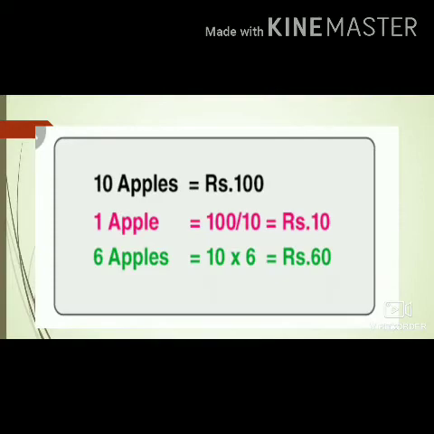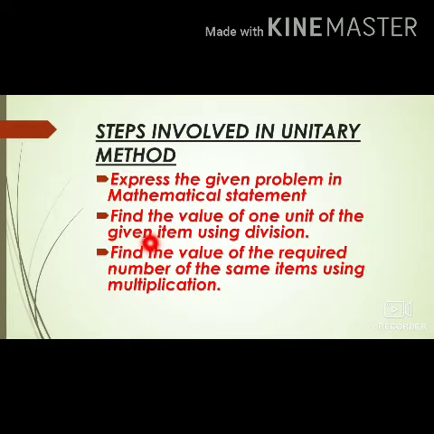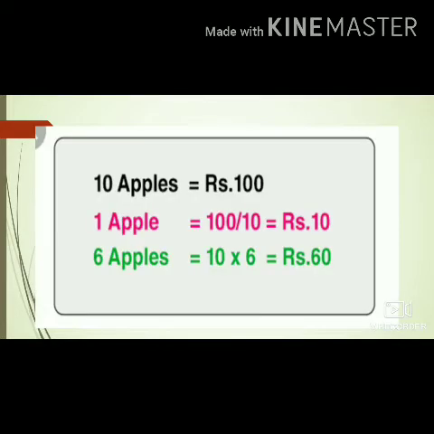Let's see with example. Here 10 apples cost is given, that is rupees 100. Here the mathematical statement is given as 10 apples equal to rupees 100. Then what's the second step? Find the value of 1 unit of the given item using division. See, 1 apple equal to, you have to divide the cost of 10 apples by the number of apples. To find 1 apple cost, you have to divide 100 by 10. 100 by 10 is 10. So the cost of 1 apple is rupees 10.